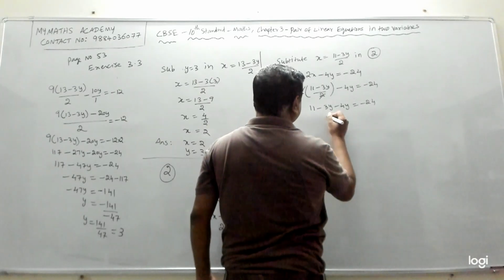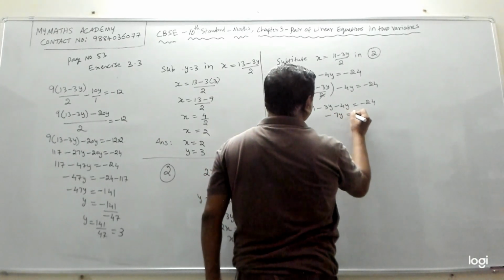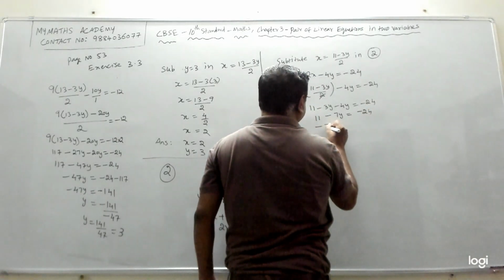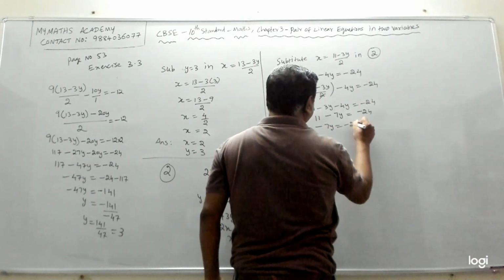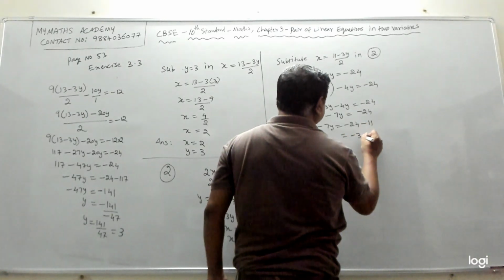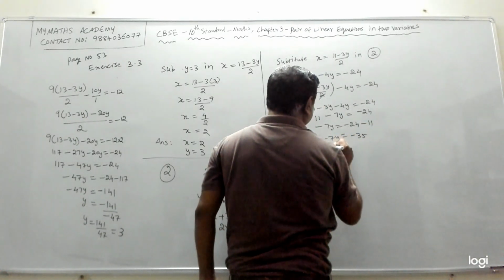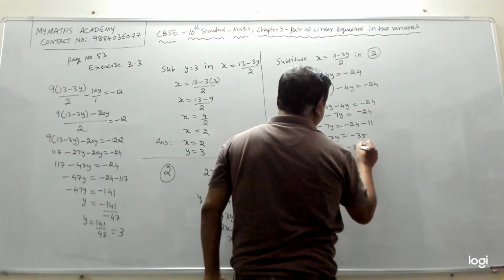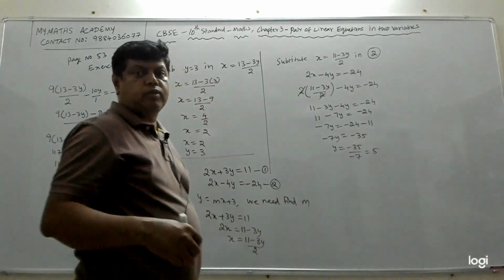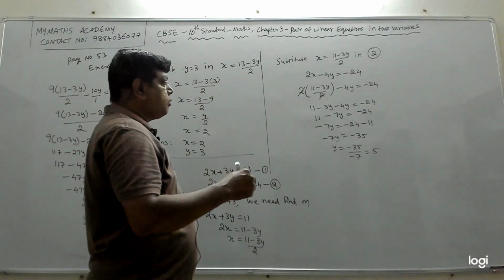So this gives you 11 minus 7y is equal to minus 24. My minus 7y becomes minus 24, 11 comes this side, will become minus 11. It will become minus 35 is minus 7y. So y is equal to minus 35 by minus 7, which is plus 5. So we have found the value of y. Now we should get the value of x.